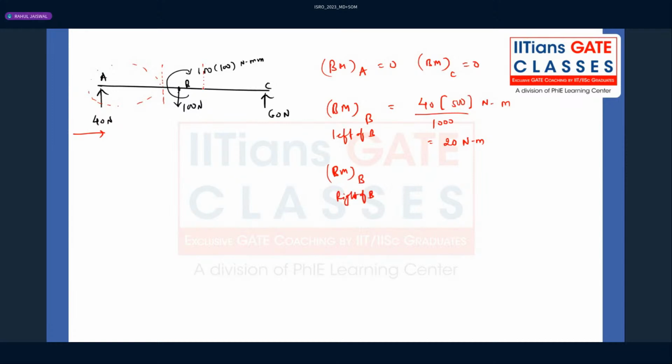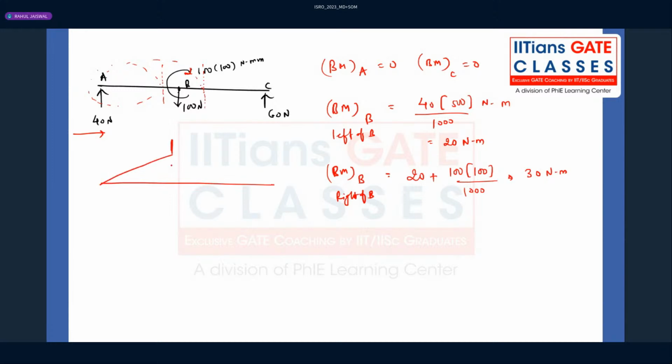Just to the right of B means you are at the right side of the point B, where you can see the whole of the beam, where the load is acting, moment is acting, and all those things. So 20 automatically will be there, but there is a moment you can see, and that is acting like a sagging bending moment, that will be added. So 100 into, again 100 divided by 1000, we are converting into Newton meter. So you will be getting 30 Newton meter.